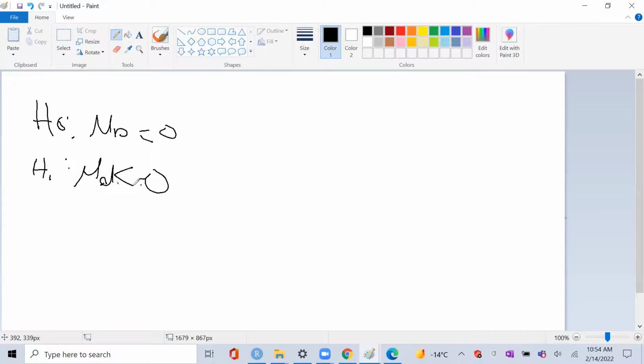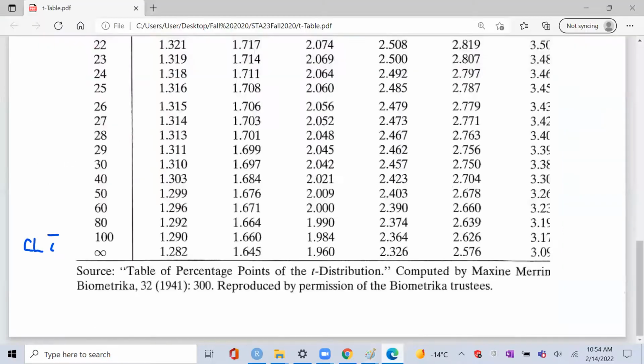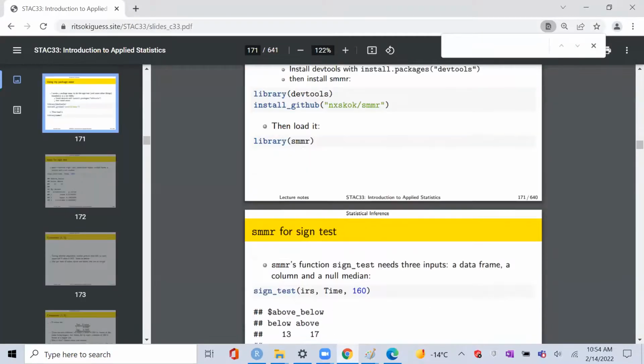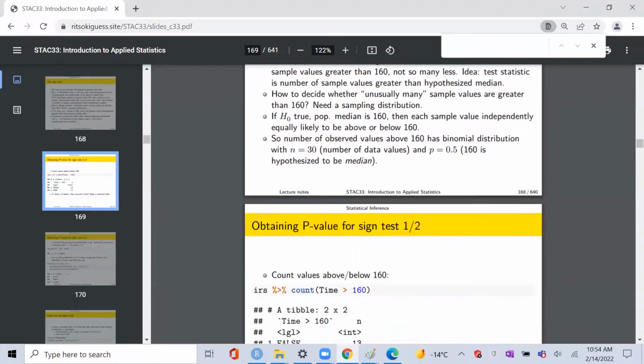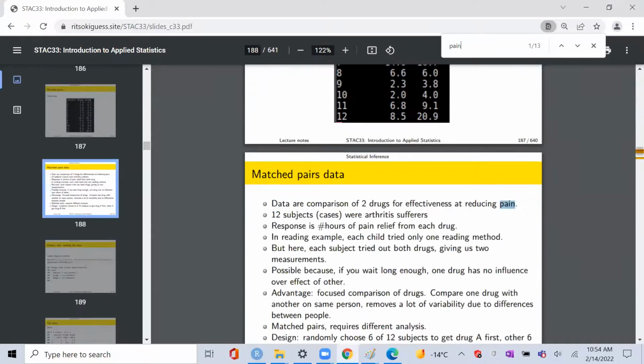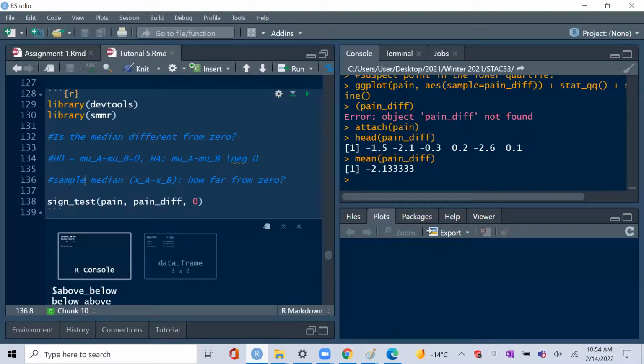Let's suppose, let me see what it is. Is it pain regulation? I want to see what it is. Actually, let me just double check something. Let's see if it's pain. Yeah, reducing pain basically, right? So, yeah, number of hours of pain relief. So you can see that it's actually negative.